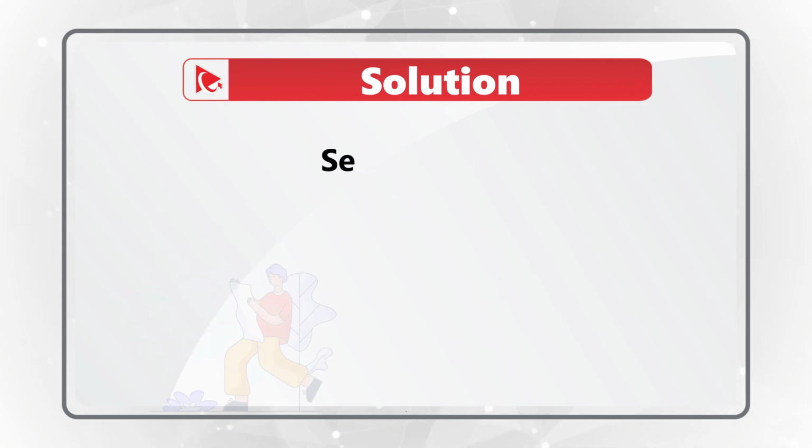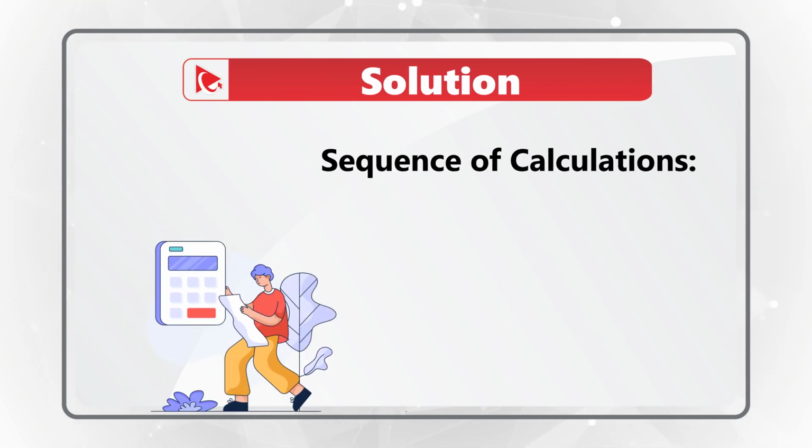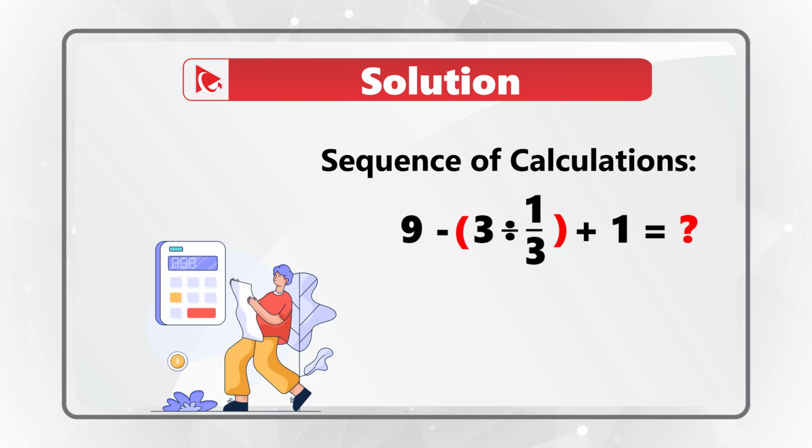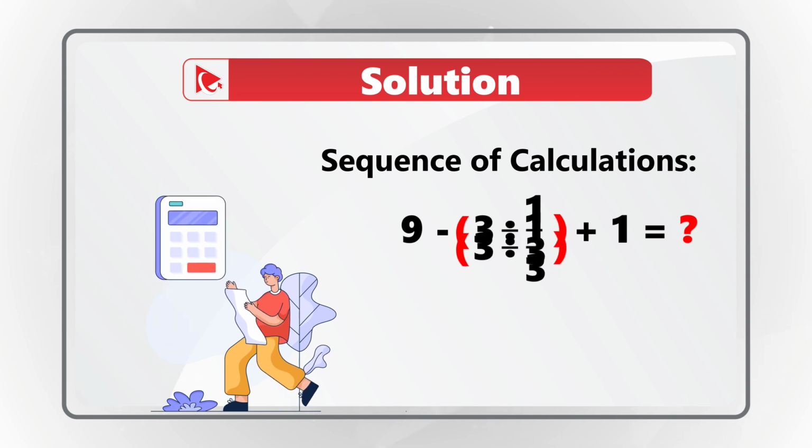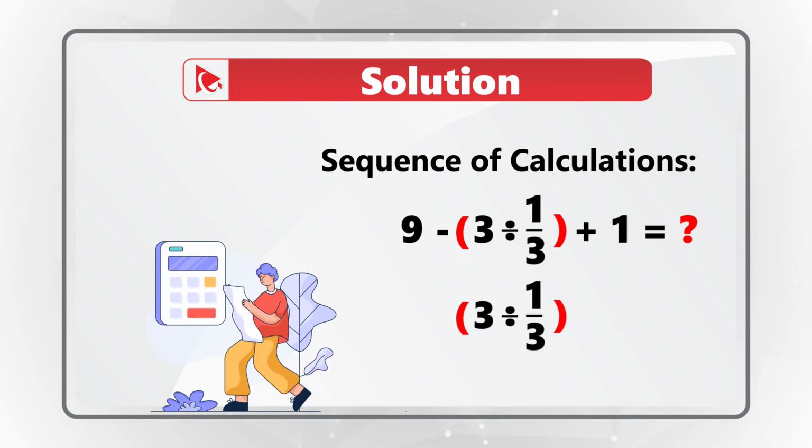But why? If you look at the expression closely, you will see that the first part that would need to be calculated is the division, dividing 3 by 1/3. To emphasize this, I put this expression into red parentheses. When you calculate 3 divided by 1/3, you will get to the result of 9.